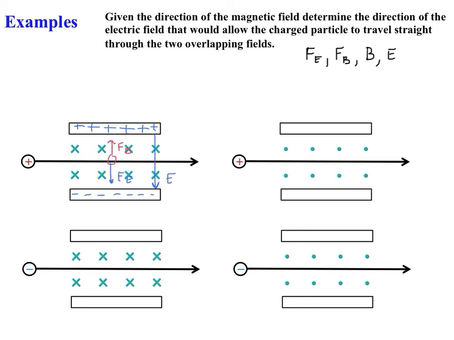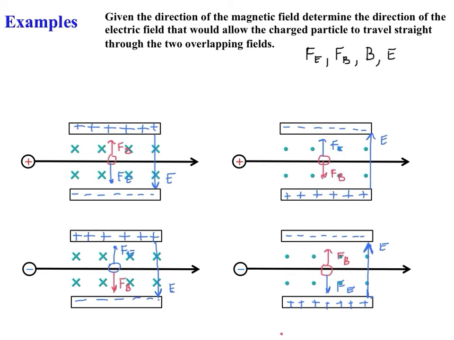Trying the bottom right-hand one instead. Here again I have my negative charge, so I have to use my left hand. Thumb goes to the right, my magnetic field comes out of the page. So it's going to experience a magnetic force that goes upwards. So then it's going to experience an electric force that goes downwards. If it's being attracted to the bottom, then that means there has to be a positive plate down here, and there has to be a negative plate up here. So the electric field goes from positive to negative.